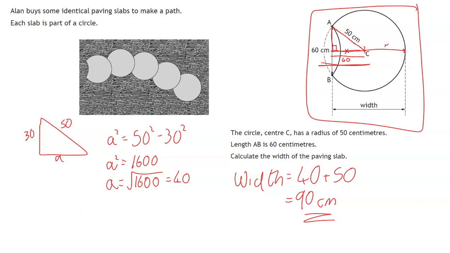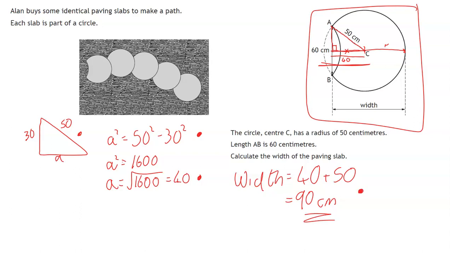This question is worth 4 marks. First mark for constructing the triangle and knowing to do it. Second mark for getting Pythagoras correct, so the 50 squared minus 30 squared. Your third mark is for getting the correct value for A, and then your fourth mark is for getting the final value there of the width.